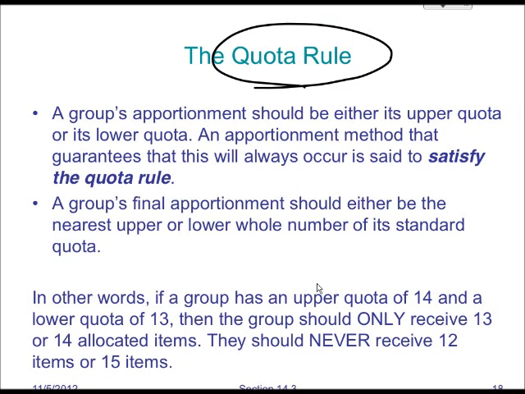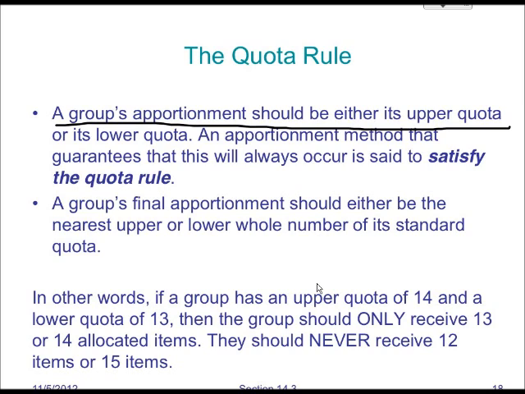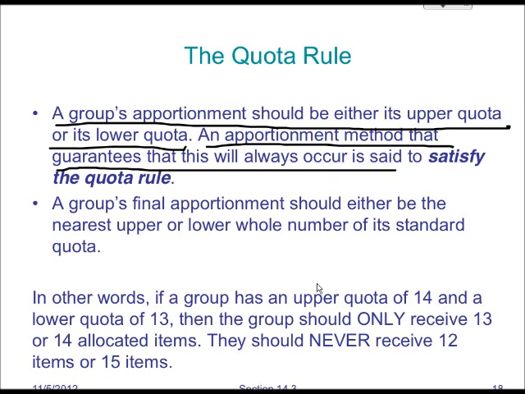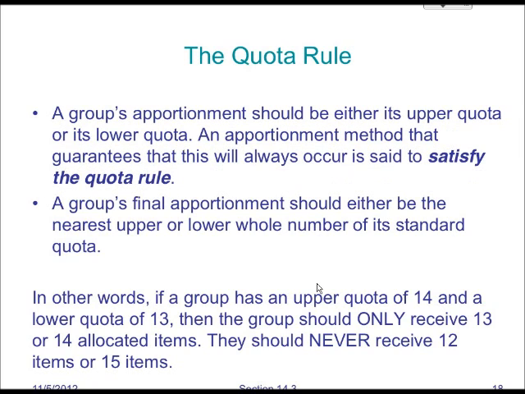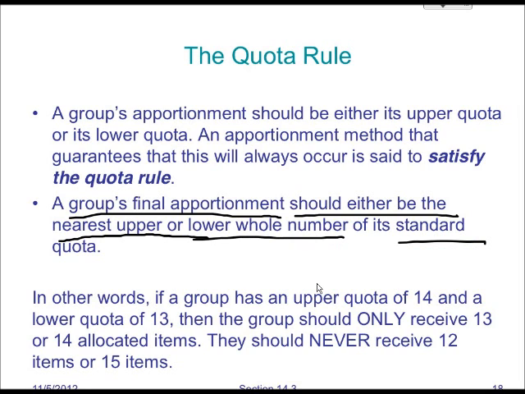To be fair, a group should only receive either the upper quota or the lower quota. So a group's apportionment should be either its upper quota or its lower quota. That's fair. An apportionment method that guarantees that this will always occur is said to satisfy the quota rule. The group's final apportionment should either be the nearest upper or lower whole number of its standard quota.